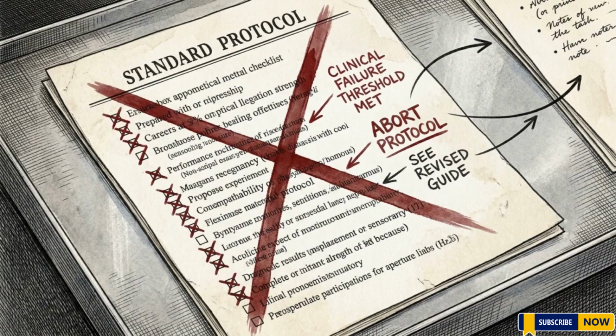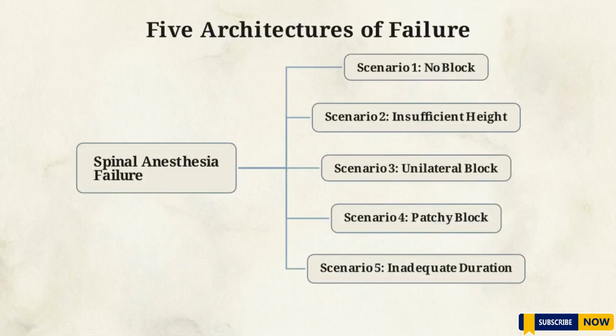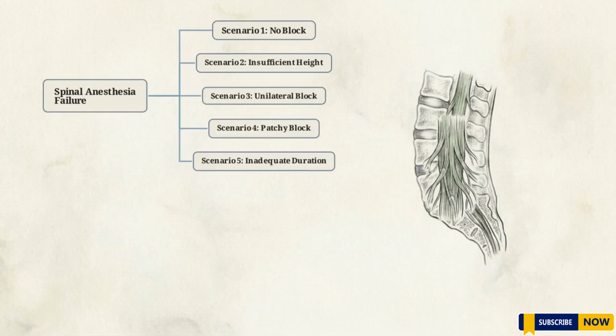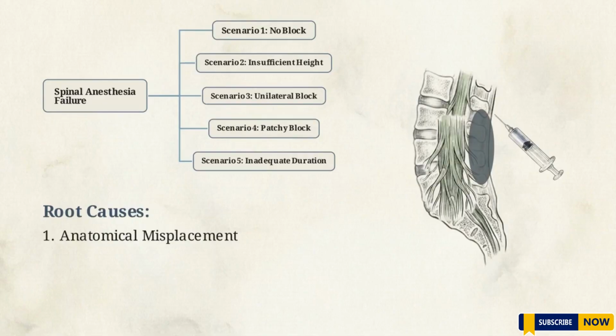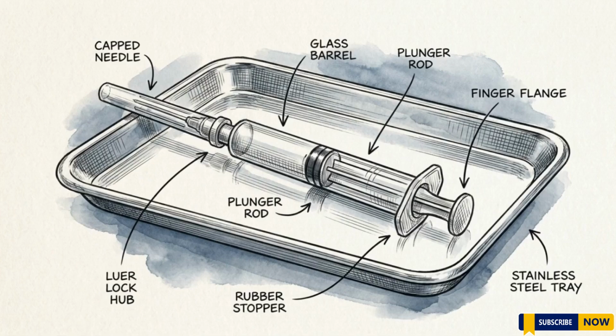Once that 15-minute window closes without effect, providers must pivot away from standard protocols and execute a targeted differential diagnosis to identify the physical nature of the failure. This diagram maps the decision tree for managing failures across 5 distinct physical architectures. The first branch is Scenario 1, no block. This complete failure occurs when the injection hits an incorrect anatomical location, an incorrect solution is used, or the drug is defective. The strict protocol for a no-block scenario requires waiting a full 20 minutes to confirm absolute failure before even considering a repeat injection.